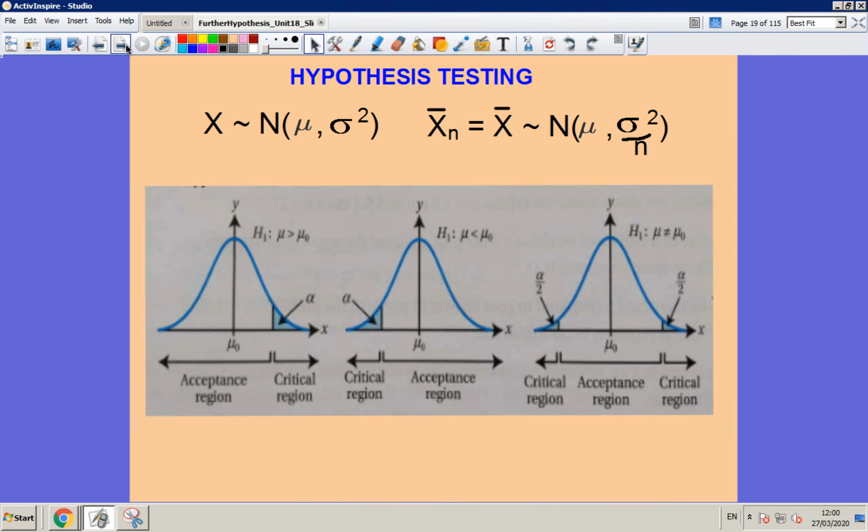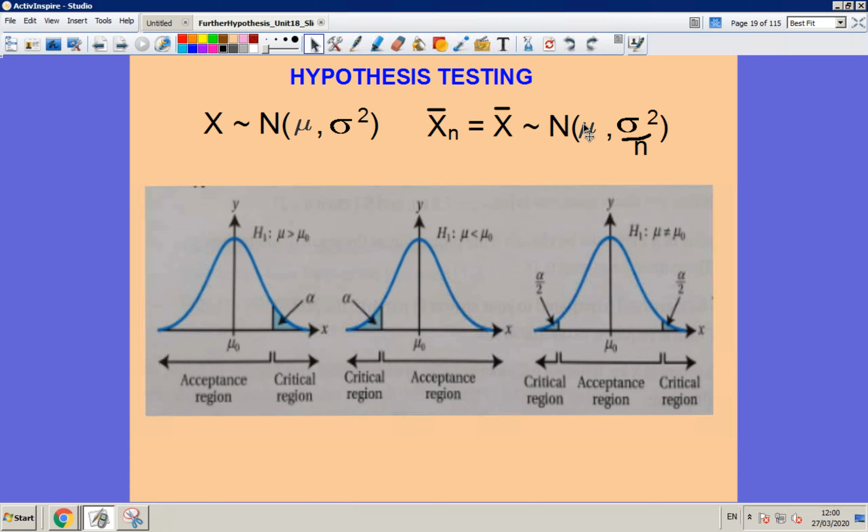So, hypothesis testing with a normal distribution: what we're interested in is whether the mean might not be equal to our assumed population mean, or whether the mean of our sample might be bigger than the mean of our population, or whether the mean of our sample might be smaller than the mean of the population.